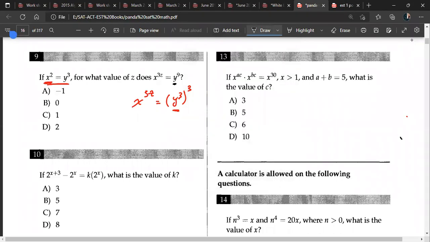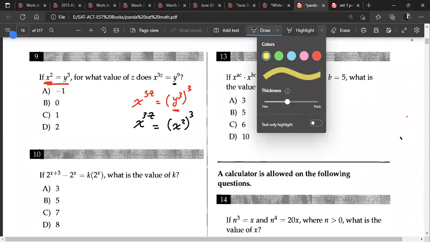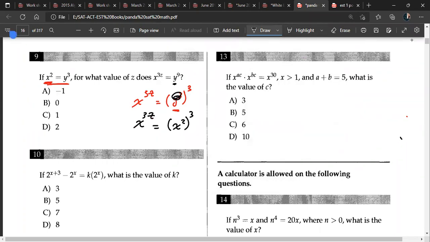So we change y cubed, and I have x power 3z equals x squared all power 3. We just change here. We replace y cubed by x squared.